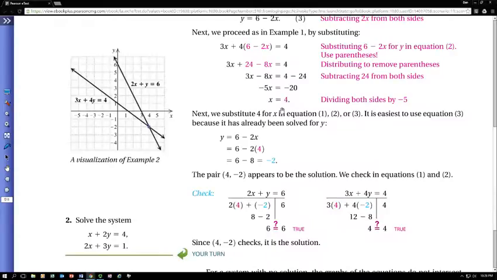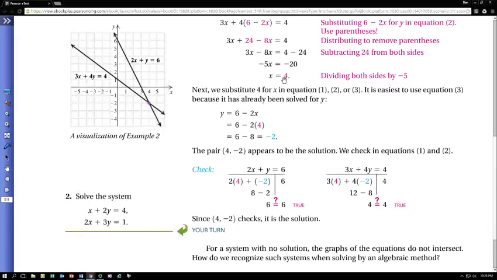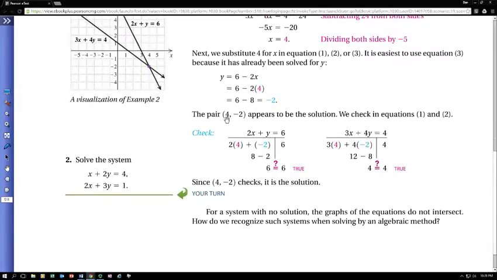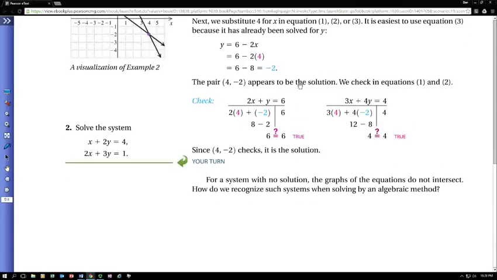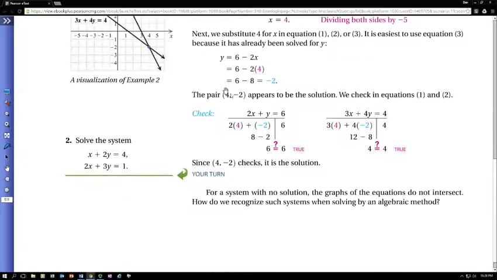Well, now I have a value for x, and I can substitute again. I can go back to any one of these equations, put in a value of 4 for x, and then solve for y. And they end up with this ordered pair of 4, negative 2, which then you can see, hey, does this ordered pair work? This is a visualization of example 2, that these lines intersect. I'm looking for a common, or one, ordered pair that works for both, which would be the system solution.